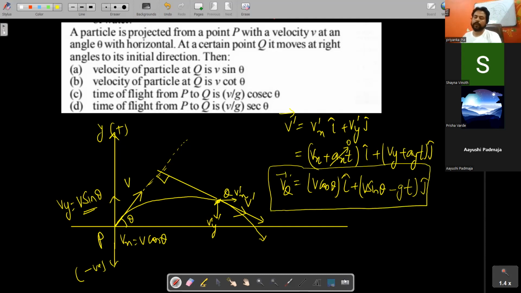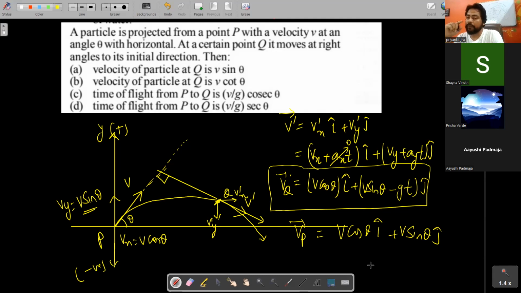Okay. So this is the vector quantity. And what is the initial velocity? That is, let's say, velocity at point P. That would be V cos theta i plus V sin theta j. Now it is saying that velocity at point P and velocity at point Q are perpendicular to each other.